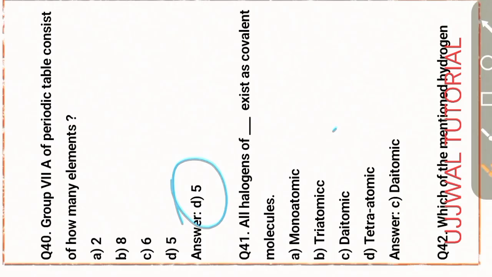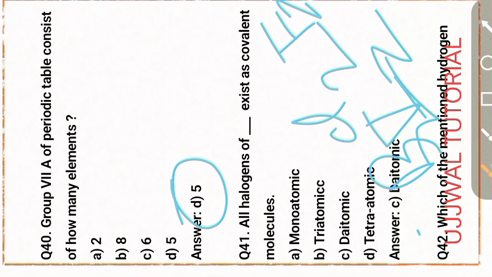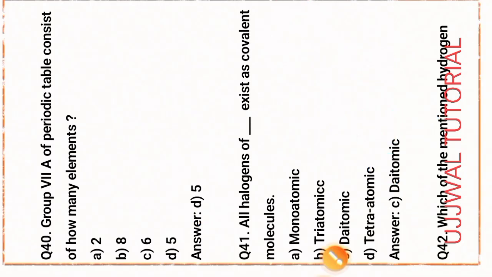Okay, next question, question number 41. All halogens exist as covalent molecules, diatomic. So that is Cl2, F2, I2 iodine, Br2. Okay, it is all diatomic. So C is the right answer. Okay, C is the right answer, diatomic.